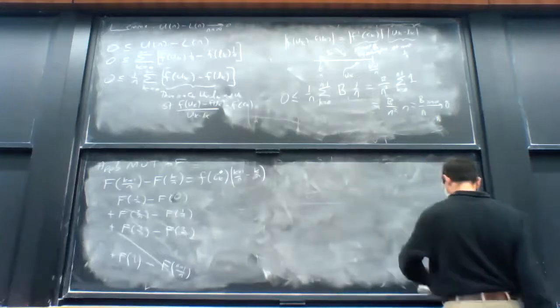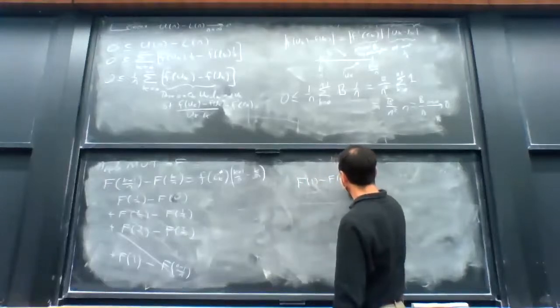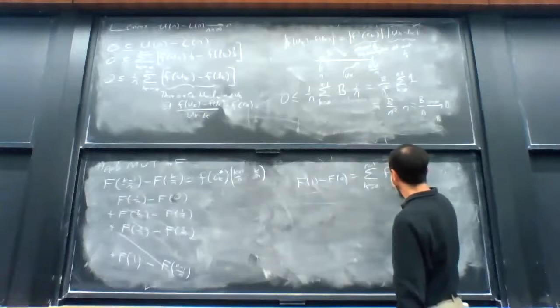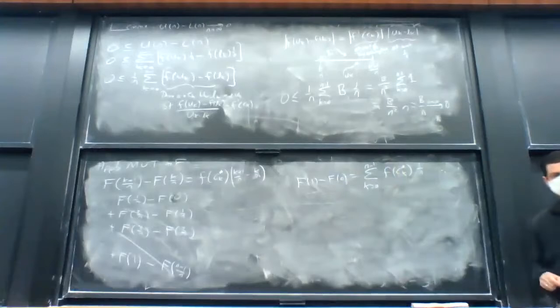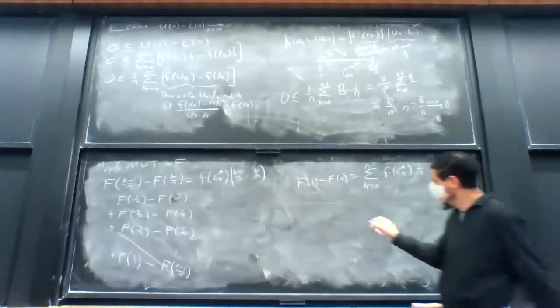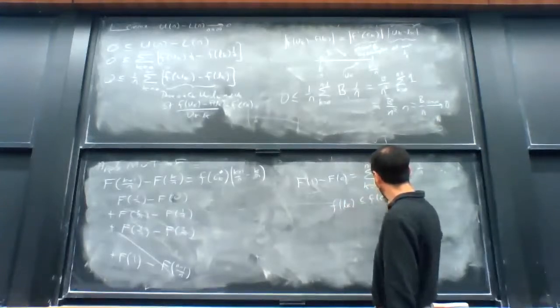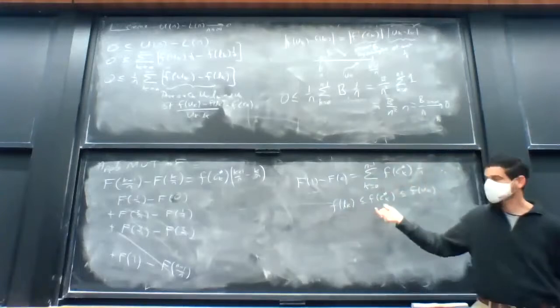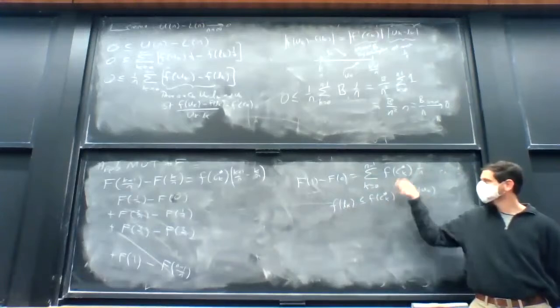So we've just shown big F of 1 minus big F of 0 is the sum, from 0 to n minus 1, of f of ck star times 1 over n. But we know f of lk is less than or equal to f of ck star, which is less than or equal to f of uk, because on the interval, this is where the function is smallest, this is where the function is largest. So this has to be in between.